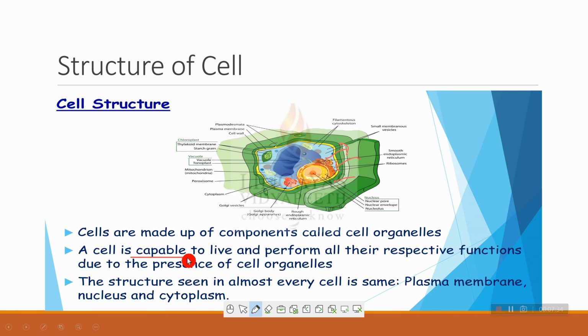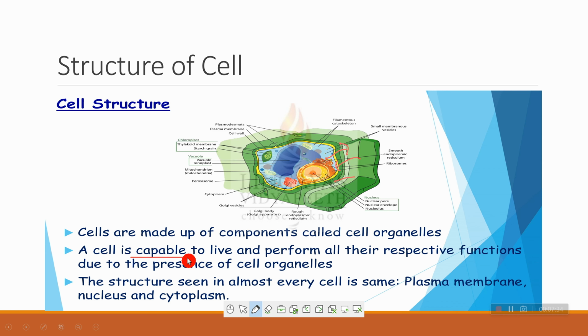Cells are capable of living and performing all their respective functions due to the presence of these cell organelles. Alright, so now we will study the structure of cell in detail. It consists of nucleus, cytoplasm, cytosol, plasma membrane and the cell membrane, etc.